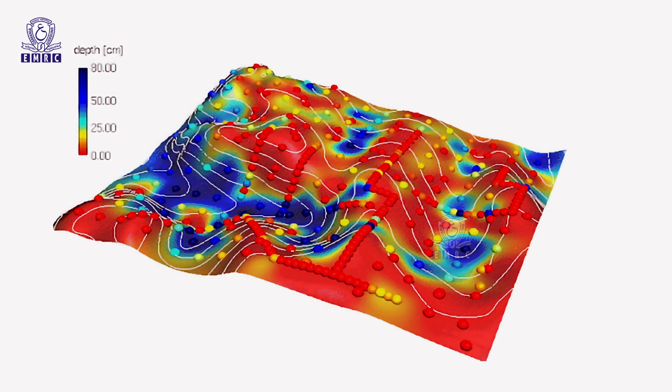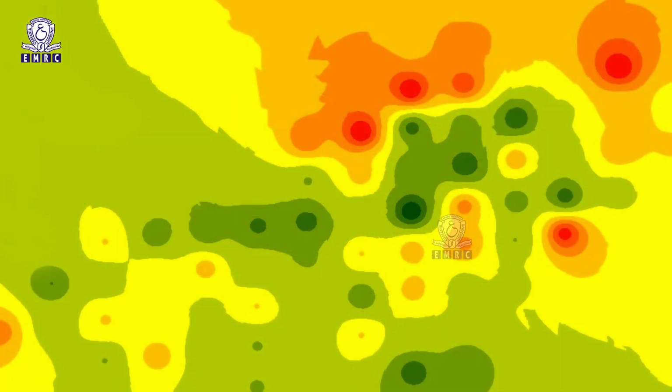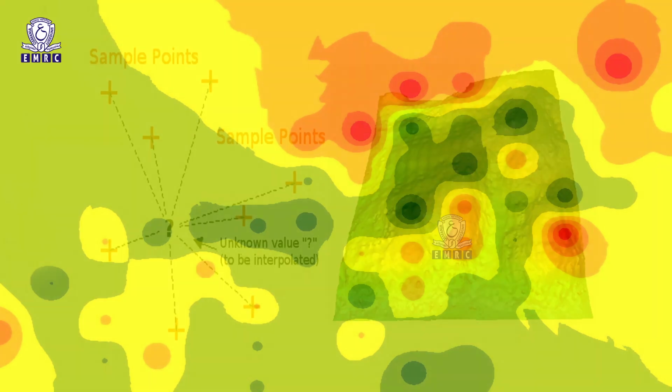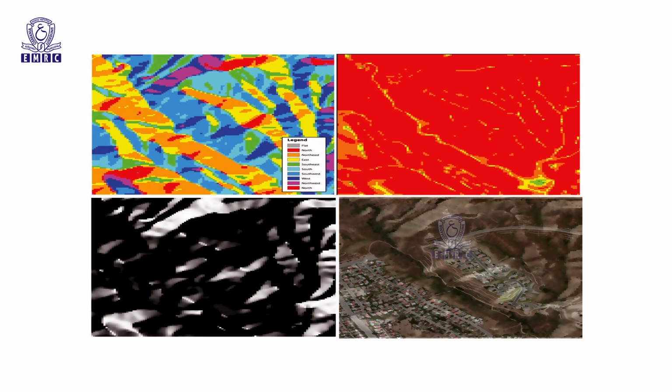In GIS application, spatial interpolation is typically applied to a raster with estimates made for all cells. Spatial interpolation is therefore a means of creating surface data from sample points so that the surface data can be used for analysis and modeling.